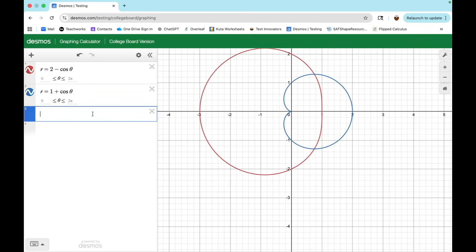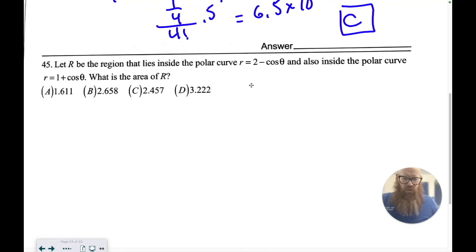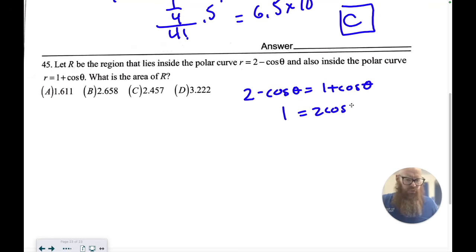So what I would do then, no, you know what? I'm going to do the intersection by hand. So I'm just going to do 2 minus cosine theta equals 1 plus cosine theta. I'm going to subtract 1. I'm going to get 2 cosine theta. So cosine theta equals 1/2. So theta is clearly pi over 3. Okay, so that intersection is pi over 3.